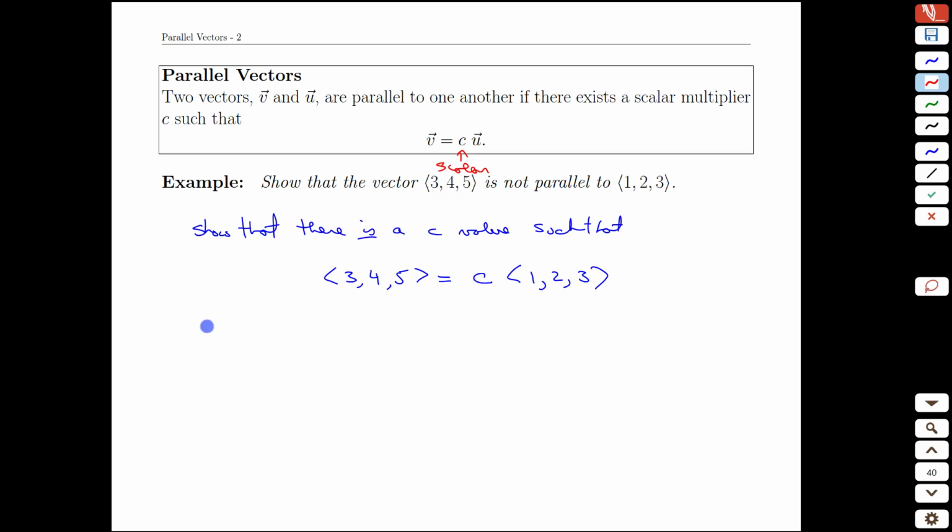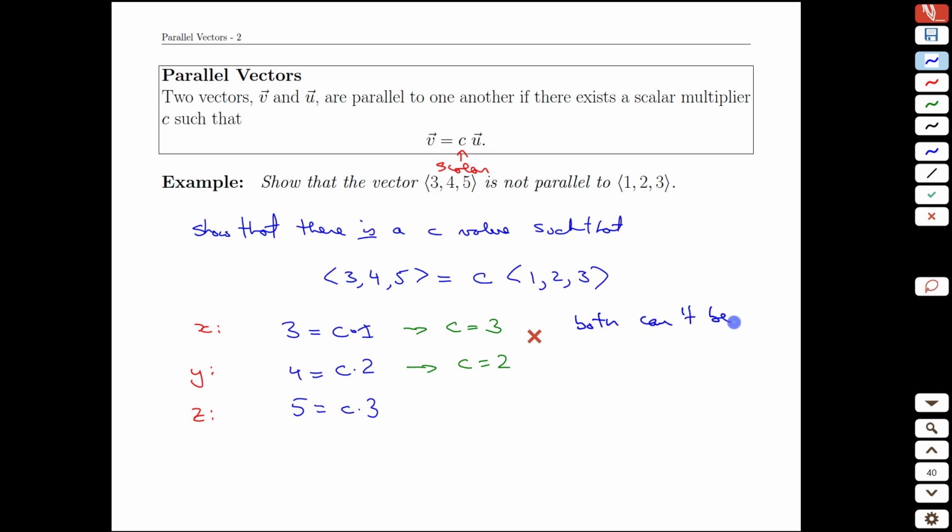Well, what we can do is look at the components of each of those expressions, and we'll have 3 equal to C times 1. Or if we look at the y components, we would have 4 on this side equals C times 2. Or in the z component, we would have 5 equals C times 3. And the question is, can we find a C value that makes all of these happen? And I think the answer pretty clearly and very quickly is no, because to satisfy the first equation, we have to have C equals 3. However, to satisfy the second equation, we'd have to have C equals 2, and we can't satisfy both of those at the same time.